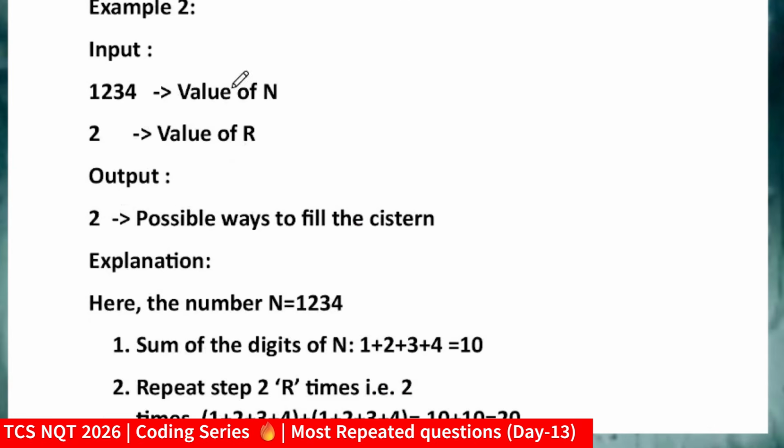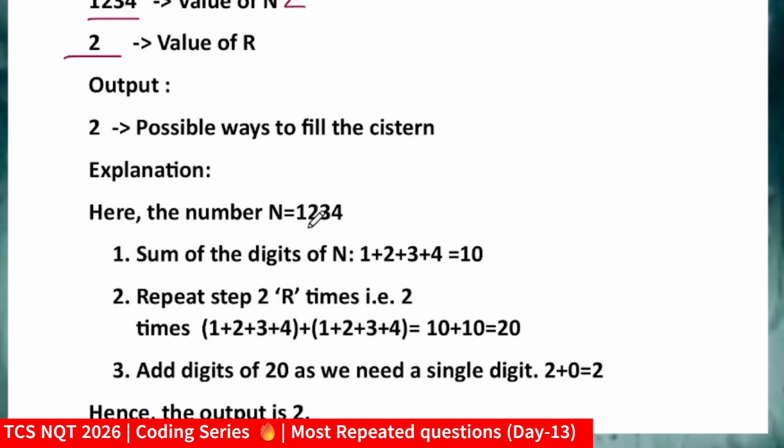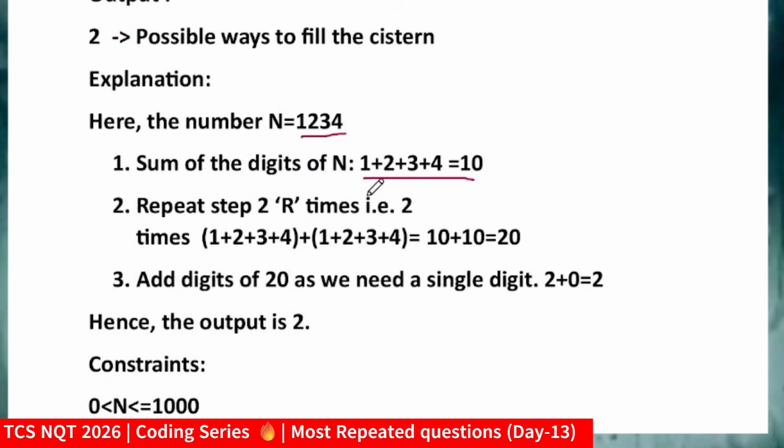Let me give the second example. So suppose we are taking one input, 1234. So this is the value of n, and how many times do you have to do the addition? That is 2 times. Suppose here n equal to 1234. Now if you sum these digits, 1 plus 2 plus 3 plus 4 equal to what? 10. You can also use the formula of the sum of n terms, n into n plus 1 by 2. So here 4 is the number, so 4 into 4 plus 1 by 2, isn't it?